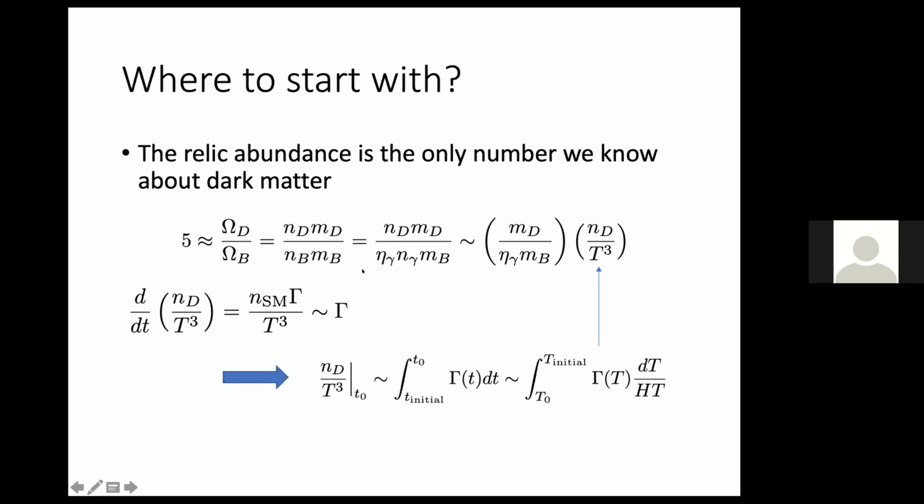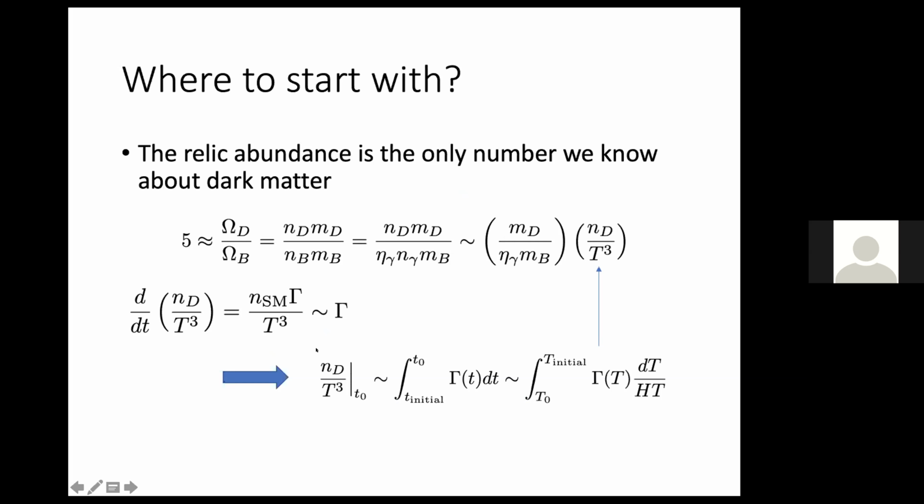So then we can relate this n_B, the number density of baryons, to the number density of photons, and so we can write it in this way. This eta is actually a known number. It's about 10 to the minus 10. And then we reorganize these factors into this form, and this n_D divided by the temperature cubed is what we can calculate from the Boltzmann equation. And here, this factor, m_D divided by m_B, is the number we don't know, and it's related to the mass of dark matter. These two numbers I actually know: this is 10 to the minus 10, and this is about 1 GeV. So now we can just calculate.